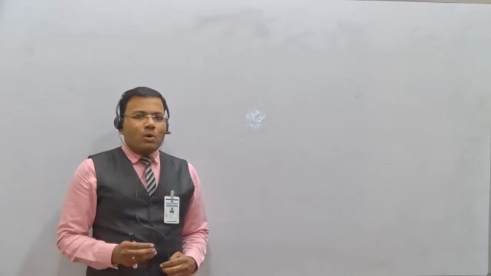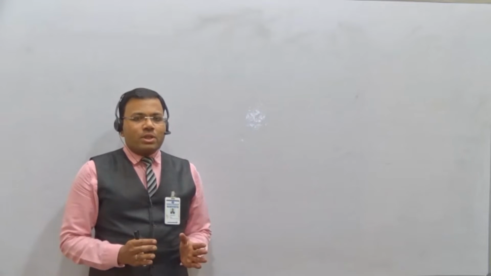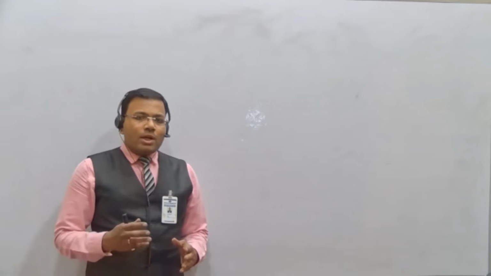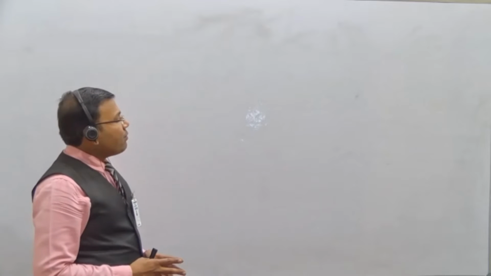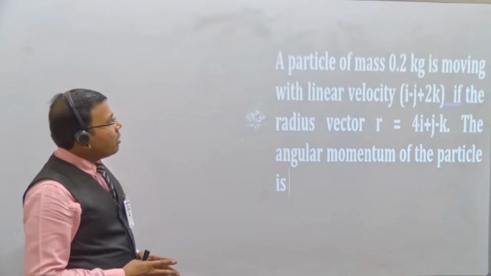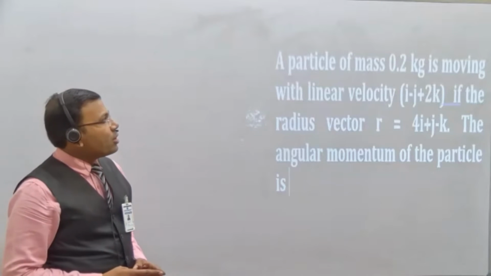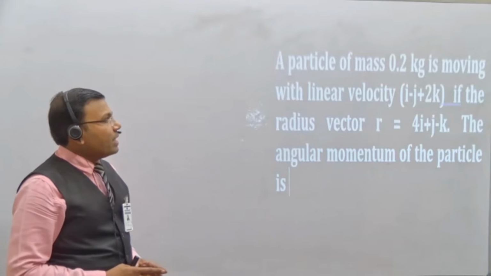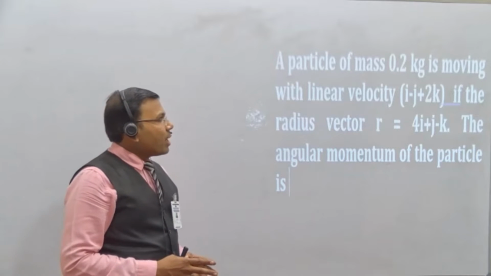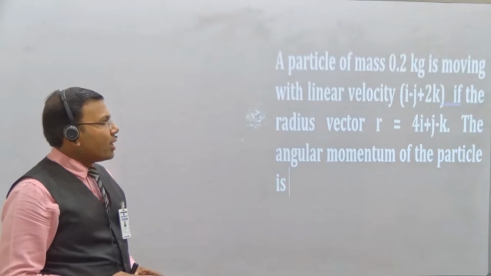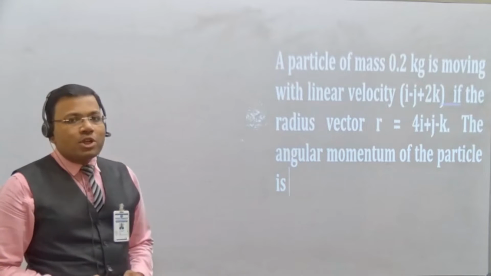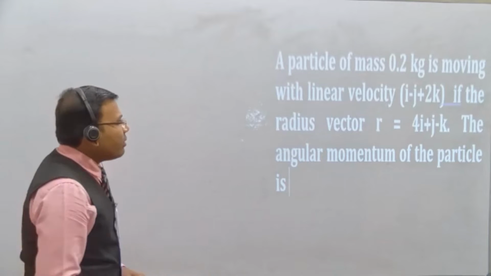Students, we have seen how to calculate the cross product of two vectors like A and B. Let us move to the next example. The next example for this type of question is: a particle of mass 0.2 kg is moving with linear velocity i minus j plus 2k. If the radius vector r is 4i plus j minus k, the angular momentum of the particle is. So let us see what this is.